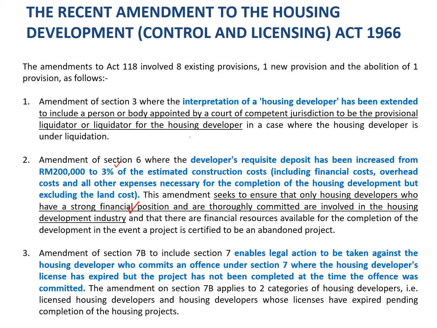Okay, and then another amendment would be Section 7B, which enables legal action to be taken against the developer despite the license having expired. This means they keep the record of this developer, so even if the offense is identified after the license has expired, the developer will still be responsible.